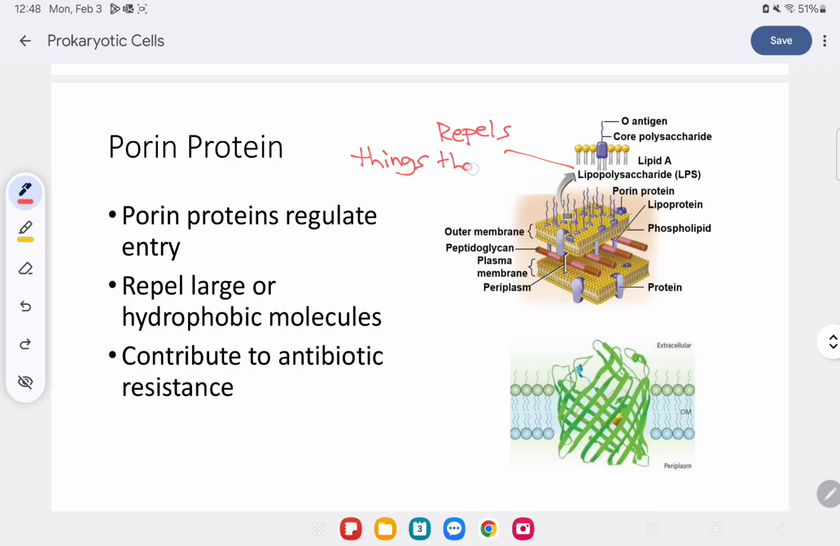Some outer membrane proteins can evade phagocytosis, and heavy metals can also be sort of repelled. Okay, and then the gram stain is today's lab, so we can skip through that.